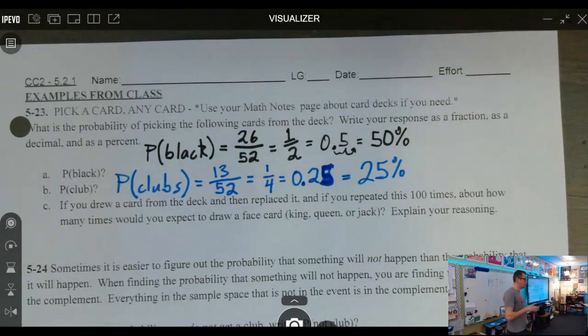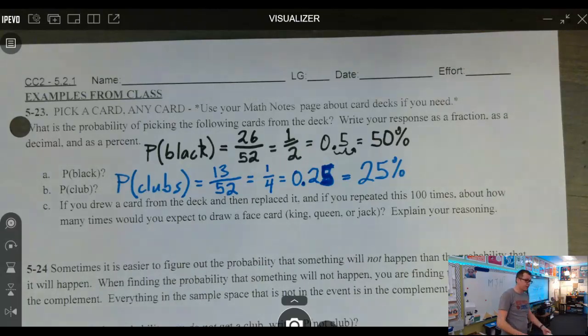Now hold up. Hey, look up here real quick, because I want to make sure you understand the next question. The next question says, let's say we're going to play a game, and we want to get a face card, right? We want to get a face card, and we're going to play this game 100 times.